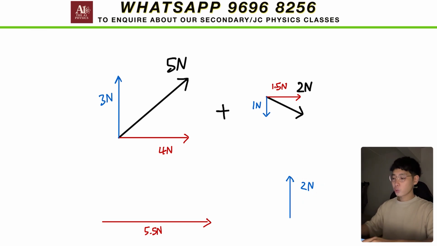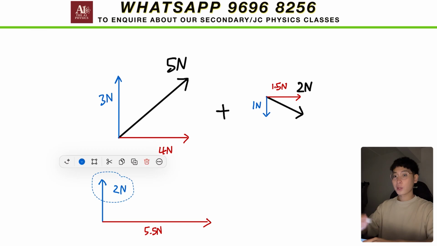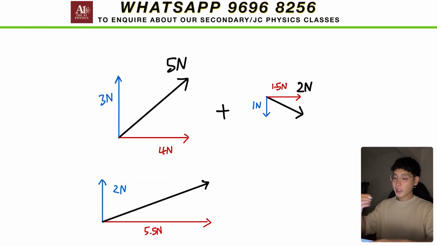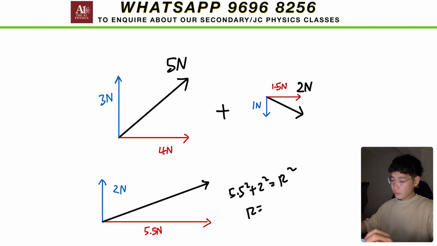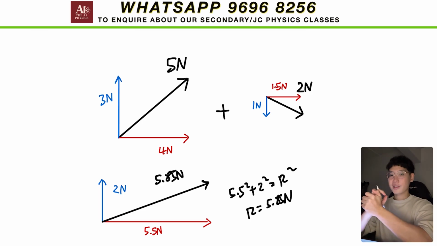vertically. And so what we can do is add the horizontal and vertical components together, and we realize that we can use Pythagoras' theorem to find the value of this resultant force, right? In this case, it'll be 5.5 squared plus 2 squared equals r squared. So the resultant force will be 5.85 newtons. So that's the point of resolving the forces. We can add the horizontal and vertical components only.